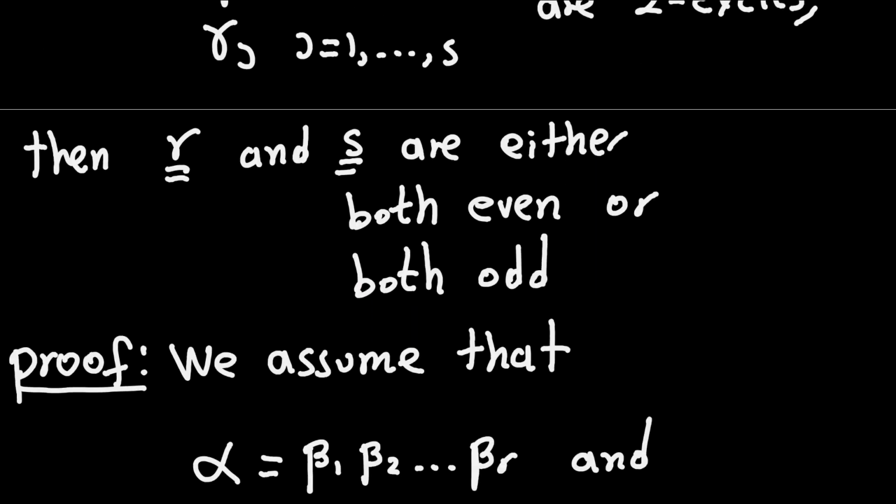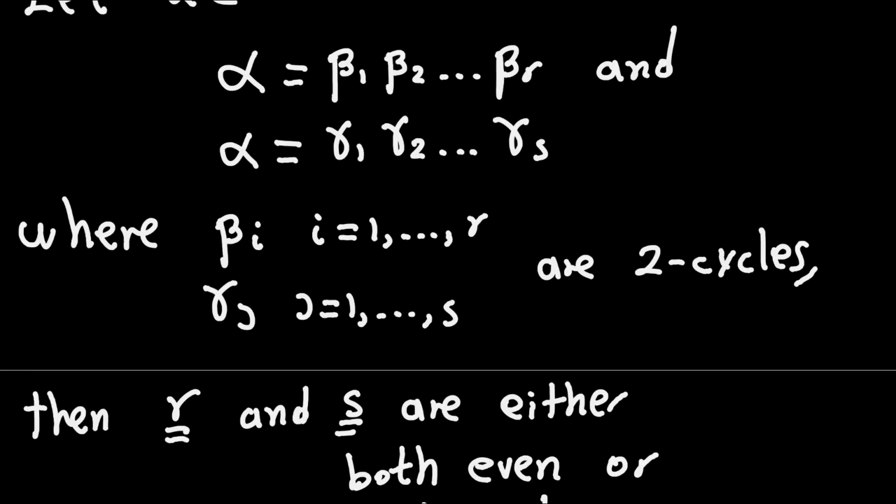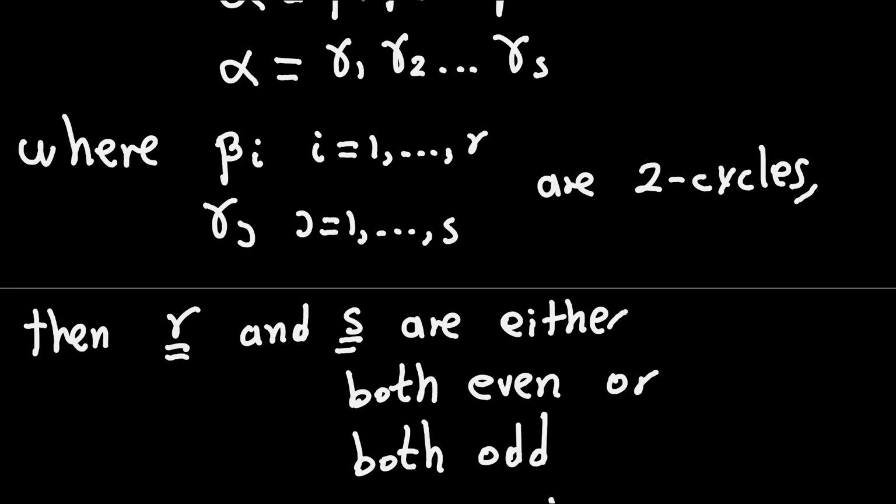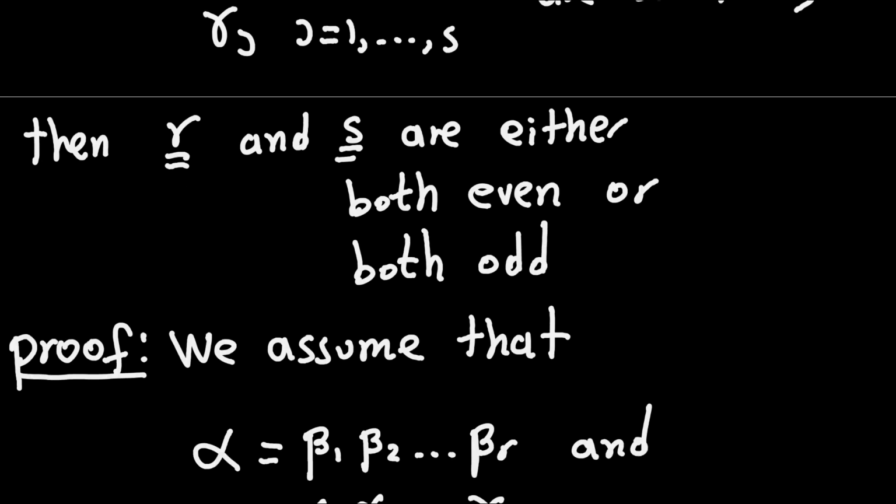Alright, so I'm going to prove that, and this will show that whenever you have a permutation alpha expressed as a product of two cycles, the parity of the number of two cycles will be the same. So it's always even or always odd. If this is, for example, 4, this decomposition needs to be an even number. And if you have, for example, 7 cycles here, then this decomposition has to have an odd number of two cycles. So let's look at the proof.